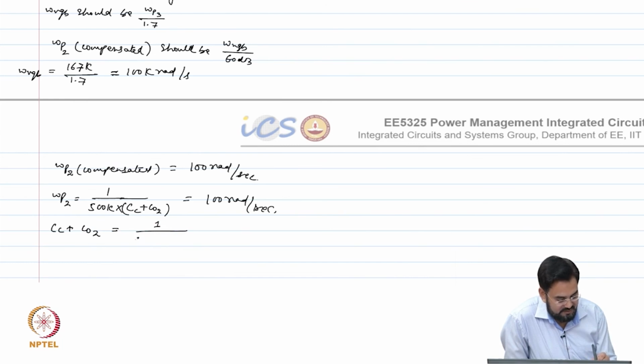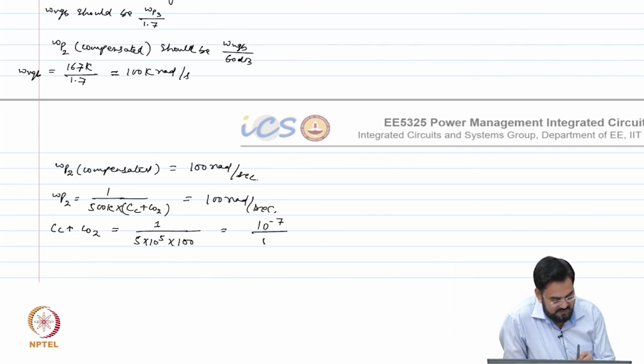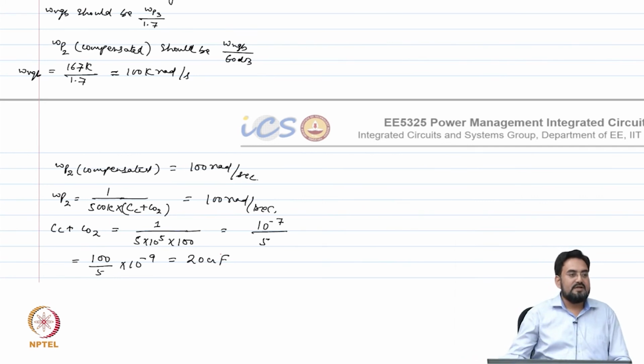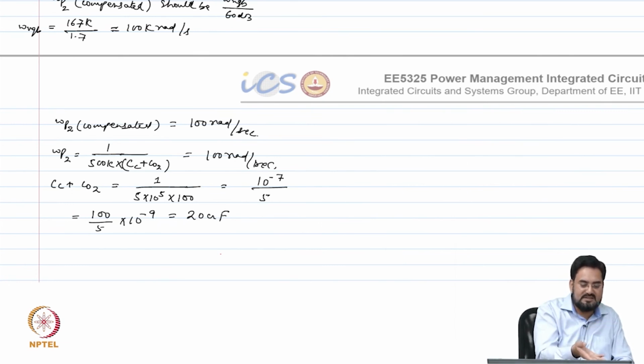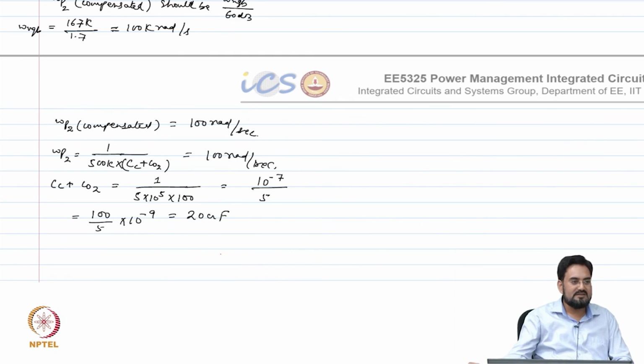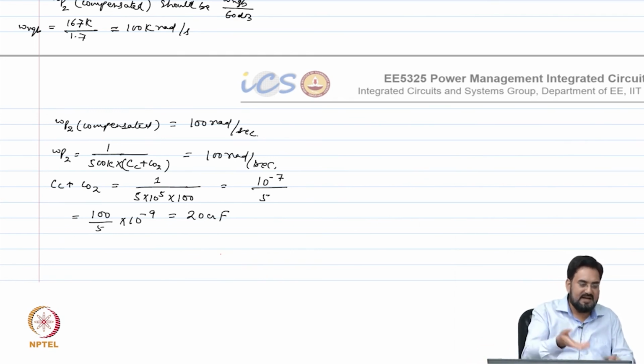1 over 5 into 10 power 5 into 100. So, this becomes 10 power minus 7 over 5. If I make it 100 over 5 into 10 power minus 9, this becomes 20 nanofarad. Okay. So, the total cap required is 20 nanofarad, and you know CO2 was of the order of picofarads. So, it is very negligible. Even if you subtract this, it does not matter here.